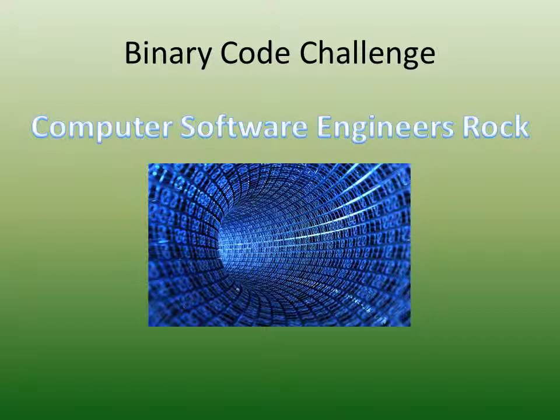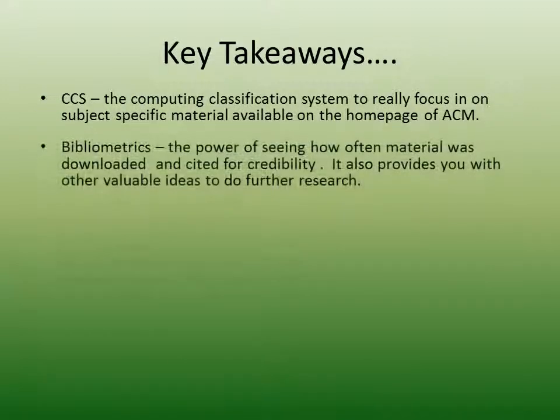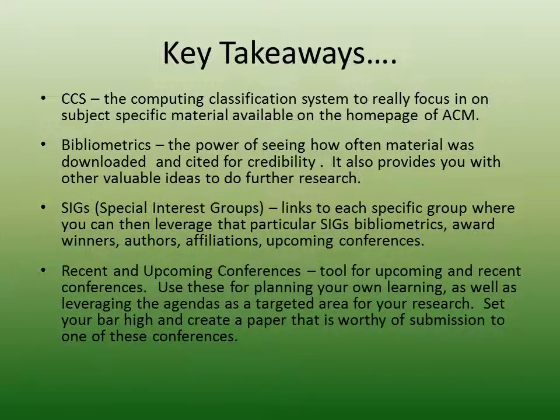Before we leave, I'm going to let Trish McCuen come back in and give you the key takeaways. All right, everybody. Well, we hope we offered you some exciting things today. Remember the CCS, the Computer Classification System, to really focus in on subject-specific material, and it's readily available on the ACM homepage. Bibliometrics, the power of seeing how often material was downloaded and cited, adds to your credibility when you're doing your research paper. It provides you with valuable ideas to do further research.